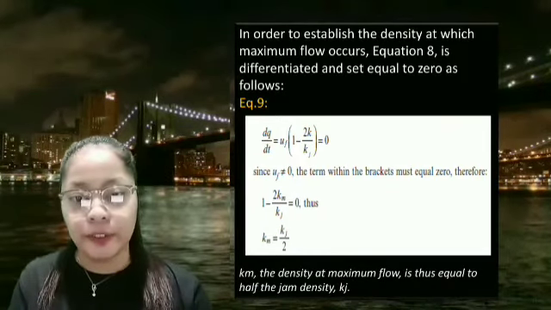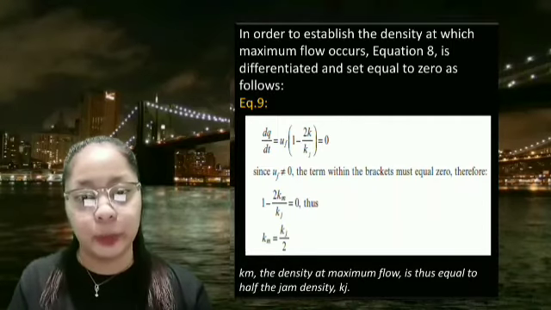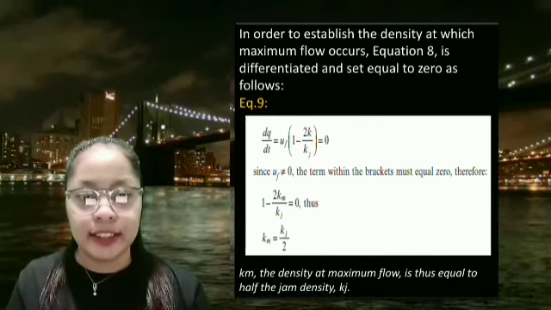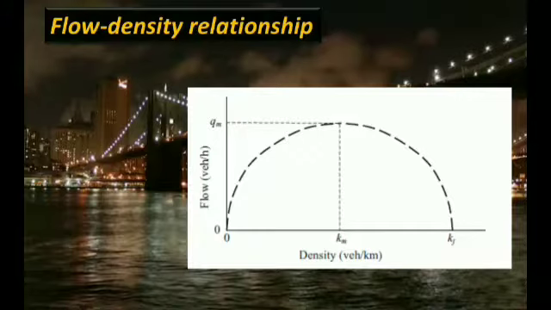Since our free flow value is not equal to 0, the term within the brackets must equal 0. Therefore, the given equation is derived.